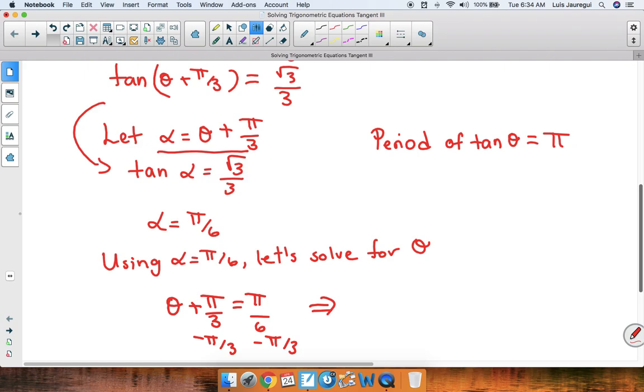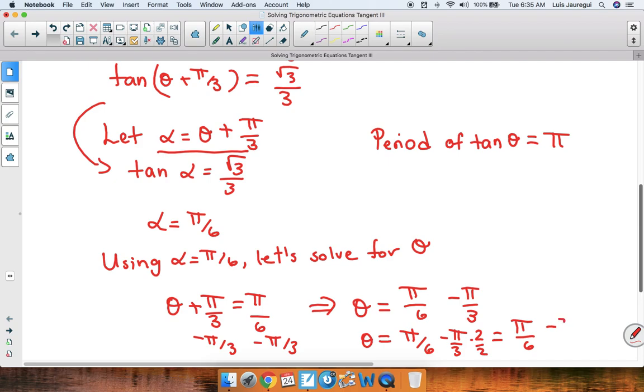Now, here we get that theta is equal to pi over 6 minus pi over 3. Now let's find the common denominator, which happens to be 6. So this is now theta equals pi over 6 minus pi over 3 times 2 over 2. So we can get the common denominator, and this is pi over 6 minus 2 pi over 6, which happens to be negative pi over 6.